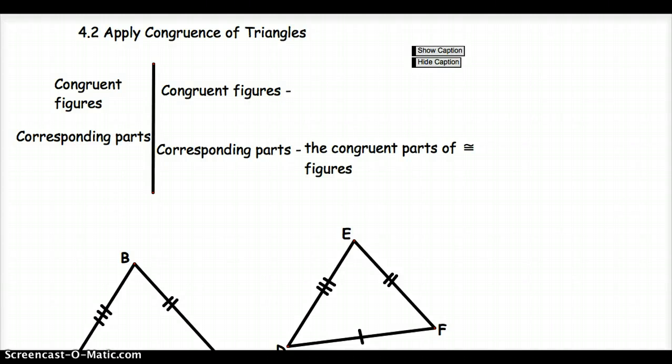Hello friends, today we're going to talk about applying congruence of triangles.